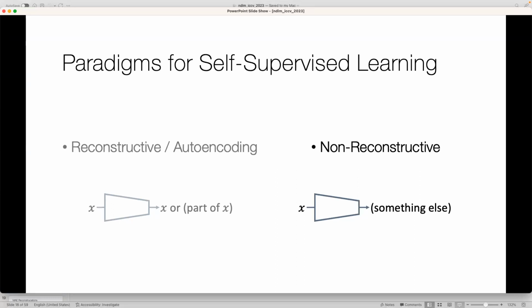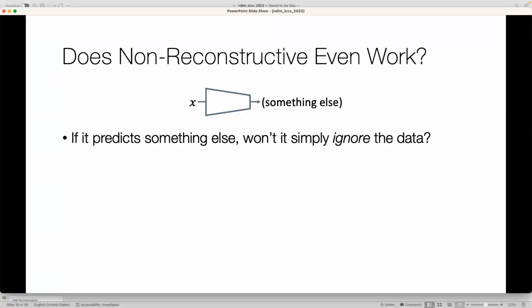So I talked a lot about reconstructive learning. Next, I want to talk about something that's non-reconstructive, something that does not try to predict X or part of X, but something else. But does non-reconstructive learning even work? Because if it is trying to predict something else using the input X, wouldn't it simply ignore the data itself? Because anyhow, the model wants to predict something else.